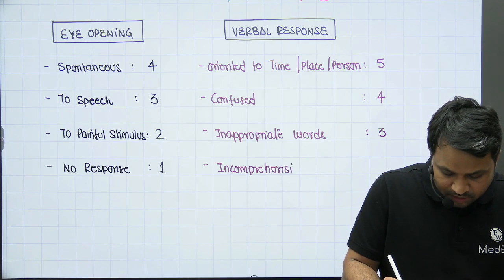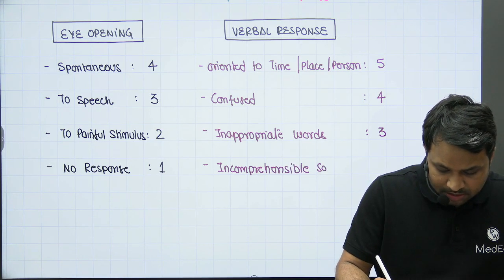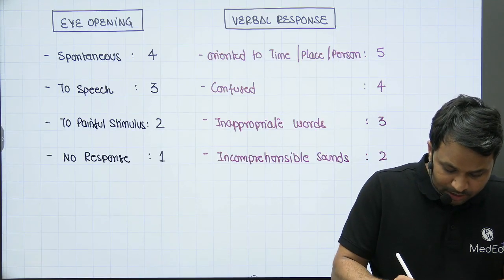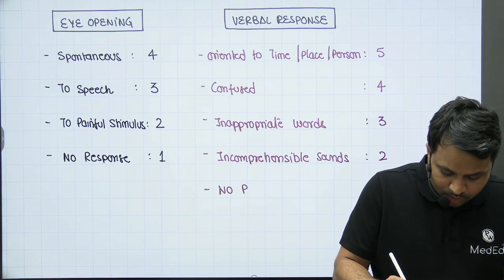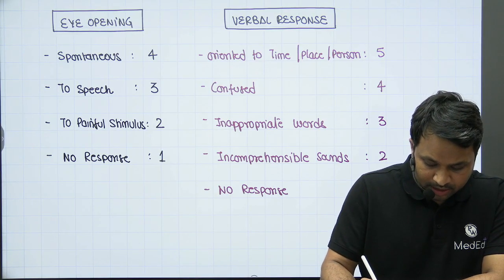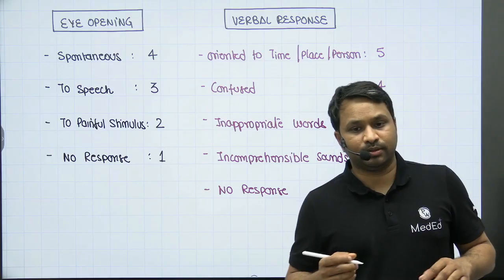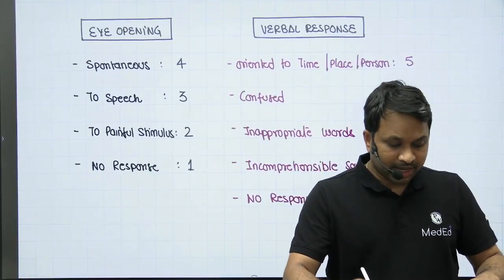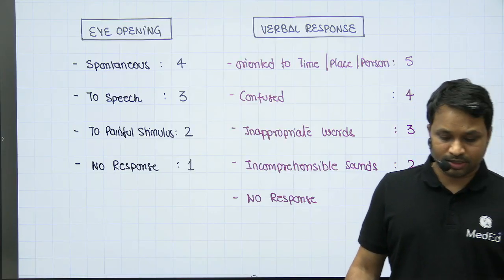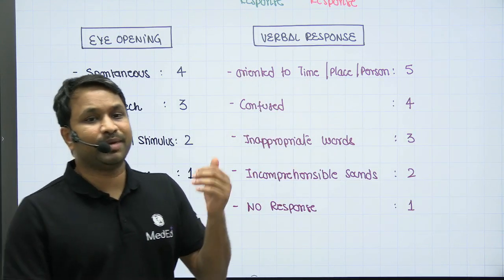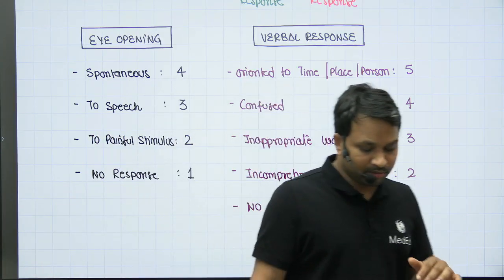If there is presence of incomprehensible sounds, a score of 2. And let's say if the patient goes mute, that is, there's no verbal response, the minimum response that you can have is a score of 1, right? So we had the eye opening and the verbal response. As you can see, the eye opening maximum is 4, minimum is 1. The verbal response, the maximum is going to be 5 and the minimum is going to be 1.